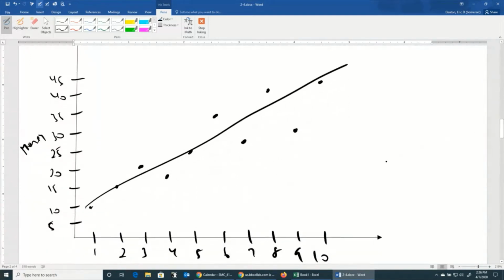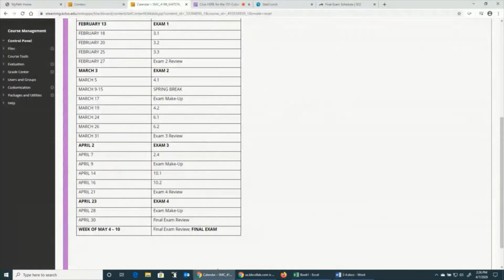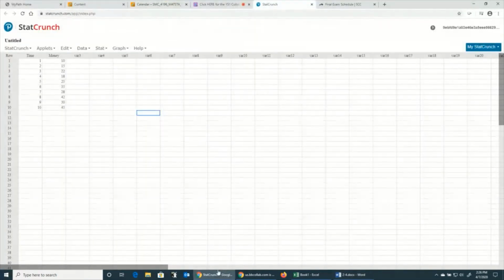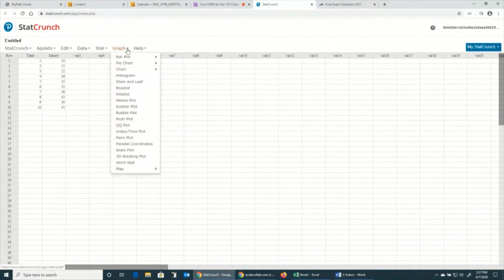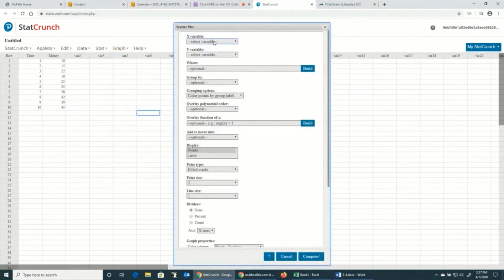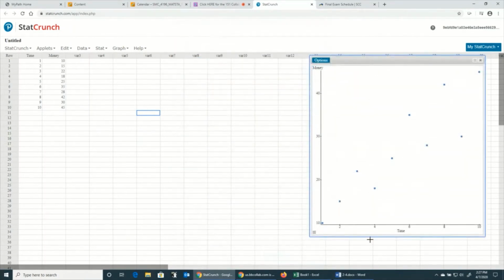Now, my question is, is there an easier way? Well, of course there is. Have you ever seen StatCrunch? StatCrunch is wonderful. I've already got the data values in. If you go to Graph, scatter plot, my X variable I'm going to call time, Y variable I'm going to call money, and just click Compute, and there you go. Is that not the same thing that I just drew? It's pretty similar, isn't it?